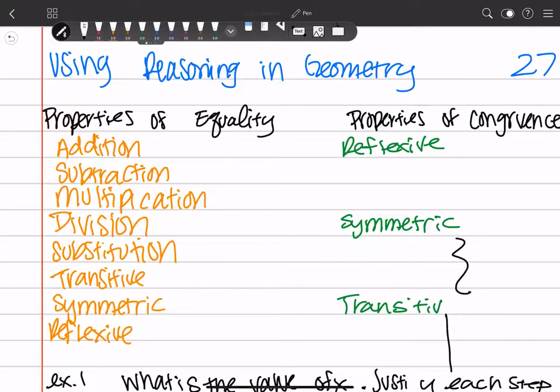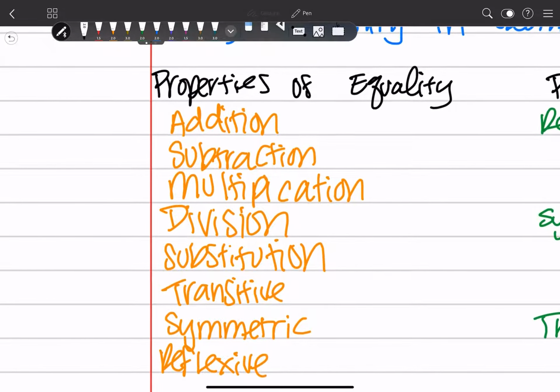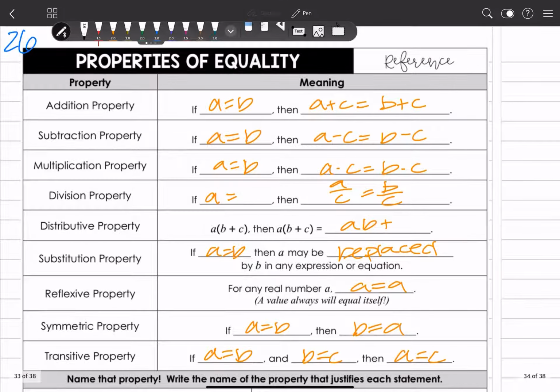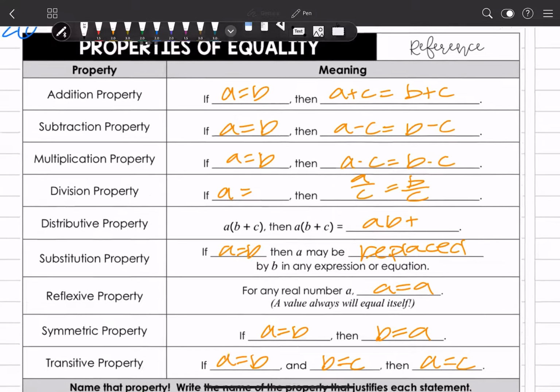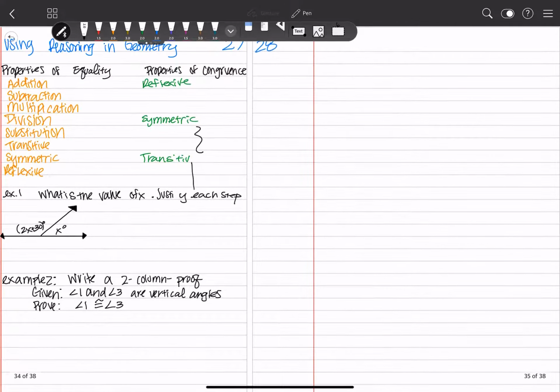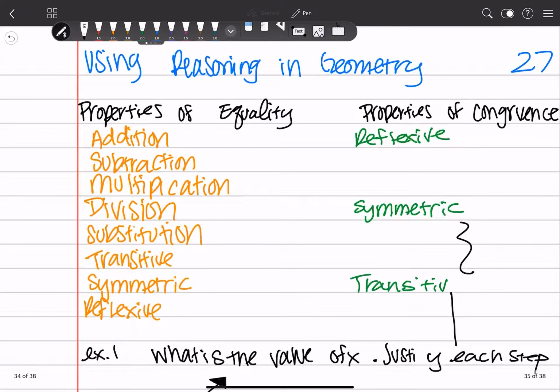Hey everybody, so we're going to be talking about how to use reasoning in geometry. So pretty much we've talked about these properties of equalities, and those are the ones that we took the notes over, right? And that's what we use typically algebraically. Now, in geometry, we like to prove why we're doing the things that we're doing. We need backup, we need evidence, right?